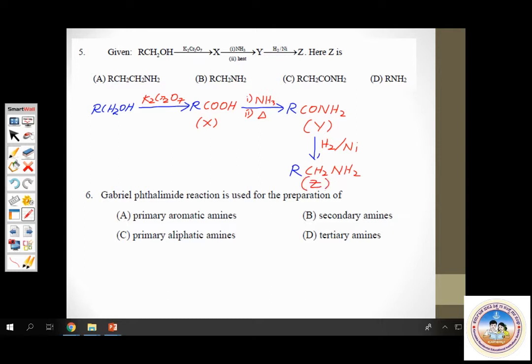RCH2NH2, a primary amine. Option B. Option B is right. Okay. That was question number 5. Now coming to question number 6.